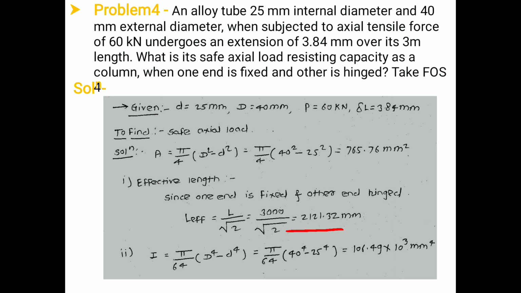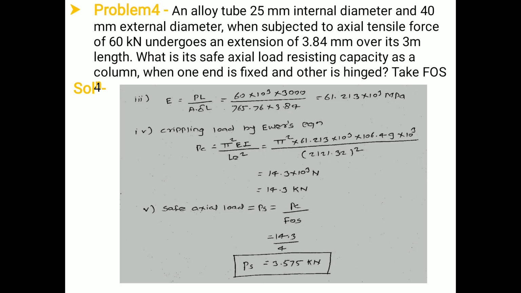Now the value of I is pi by 64 into capital D raised to 4 minus small d raised to 4. On putting the value of external and internal diameter, again we will have the value of moment of inertia 106.49 into 10 raised to 3 mm raised to 4. Now we have found the value of effective length and the value of moment of inertia. Now we are going to find out the value of E. E can be given by PL upon A into delta L.